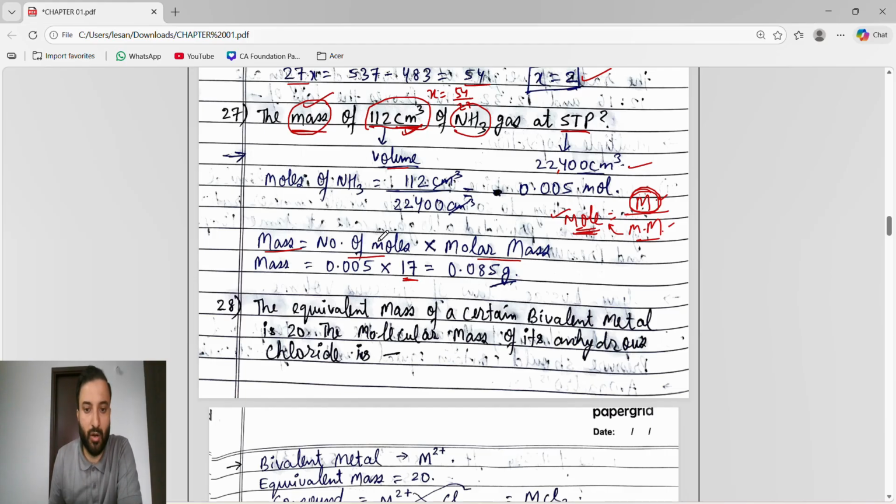Okay, so mass is what? Number of moles into molar mass. So here we will use the number of moles volume formula, the reason being volume is given in centimeter cube. So given volume divided by STP. STP value I will take in centimeter cube only, so 22,400, because the reason is centimeter cube will get cancelled. Now once you divide this, you know how to do the division, guys, you will get 0.005 mole. If you don't know the division, please learn the division like this.